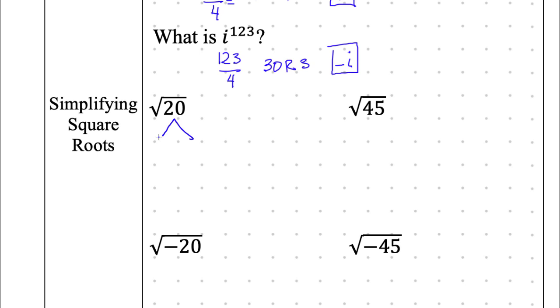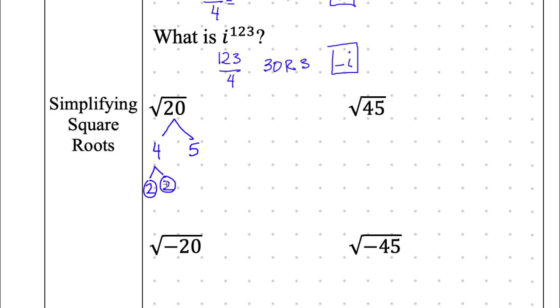And I'm going to forget the square root for now. I'm just going to do only 20. Well, 20 is 4 times 5. And if you know that 4 is perfect square, you can stop there. So there's two strategies. Do it with perfect squares and know it, or just keep factoring and factoring and factoring. So I'm just going to keep factoring. And whenever I get my factors, I'm going to stop.